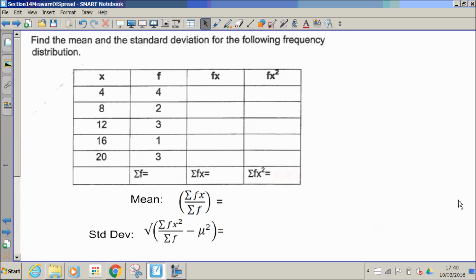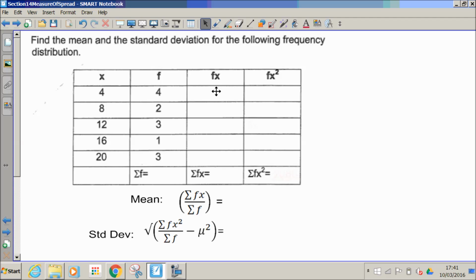So now we will carry out a complete calculation for a frequency distribution. In this column we have values of x, the variable, and in this column the frequencies. So 4 occurred 4 times, 8 occurred twice, 12 occurred 3 times, 16 occurred once, and 20 occurred 3 times. Down here we have our formulas we discussed earlier, and to be able to substitute the summations into these formulas we must calculate all these values.